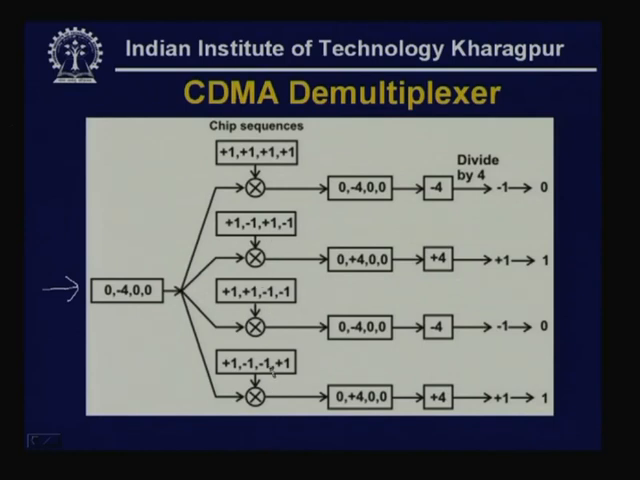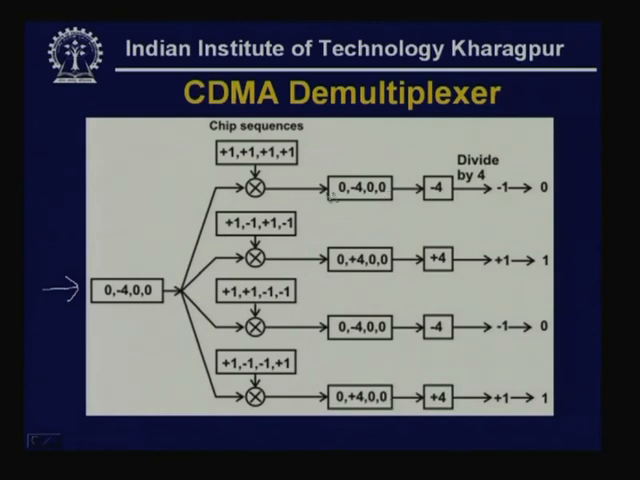After multiplying with chip sequences, you see this is 0 minus 4 0 0, and this 0 minus 4 0 0 multiplied with minus 1 plus 1 minus 1 becomes 0 plus 4 0 0. Similarly, 0 minus 4 0 0 multiplied with plus 1 minus 1 becomes 0 minus 4 0 0. Similarly, 0 minus 4 0 0 multiplied with plus 1 minus 1 plus 1, which is the chip sequence of channel 4, becomes 0 plus 4 0 0.